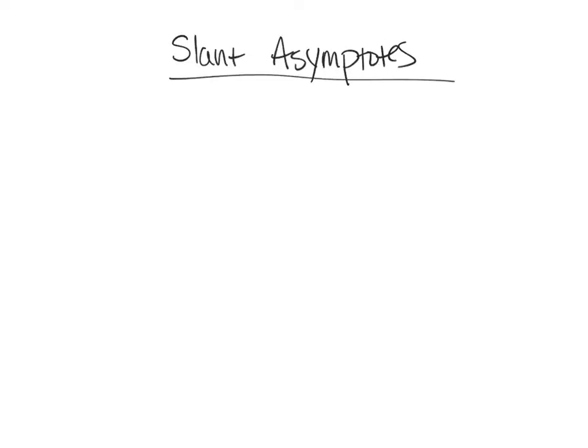So right now we're going to be learning about slant asymptotes. Just a reminder, slant asymptotes come when the degree of the numerator is larger than the degree of the denominator. In this case, we have a slant asymptote, and we find that using polynomial long division. I've got two examples for us to go through.